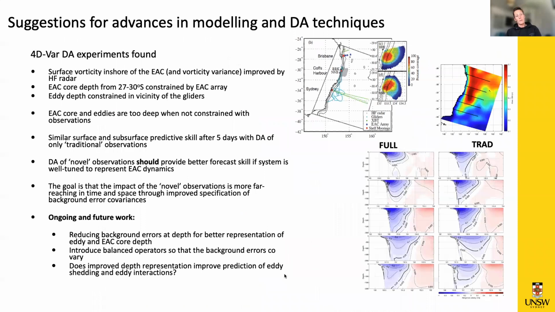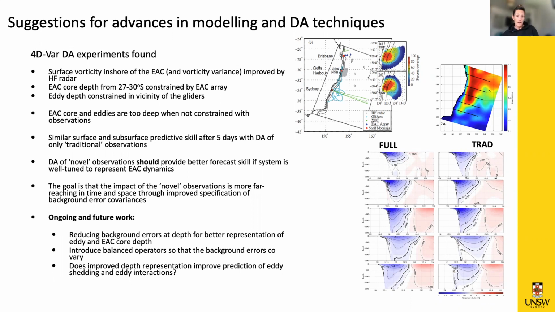So in terms of suggestions for advances in modelling and DA techniques, we saw that the ENKF in the global system provides considerable improvement compared to the ENOI. In terms of the 4D-Var experiments at a regional scale, we showed that surface vorticity inshore of the EAC and vorticity variance improved by assimilating the HF radar. EAC core depth from about 27 to 30 south was constrained by the EAC array, and eddy depth was constrained in the vicinity of the gliders.